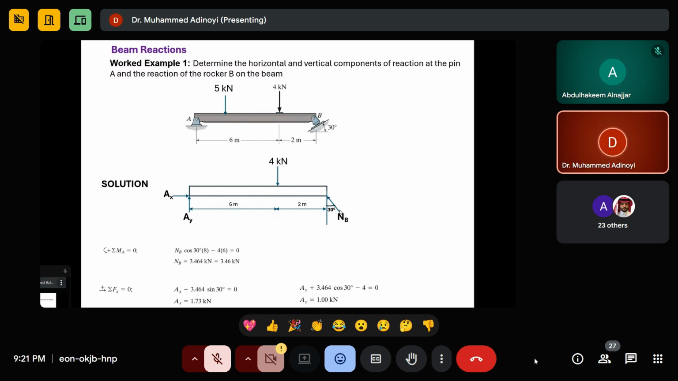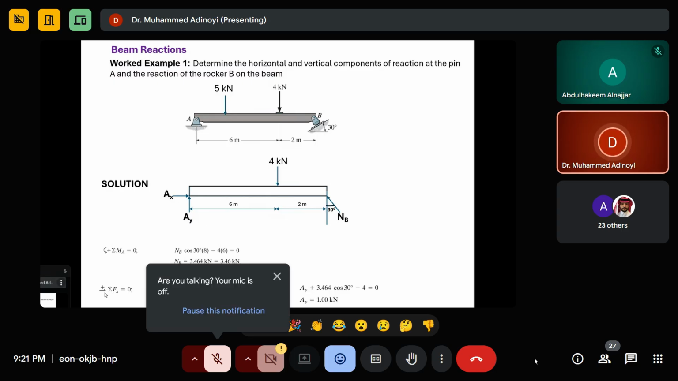Now, what of the horizontal component? The horizontal component is going to be NB sine 30, but because it is passing through this point, it is not going to have any moment. The moment of the horizontal component is going to be 0. So this is the only equation you have. By the time you solve this equation, you are going to have NB equals 3.46 kilonewton.